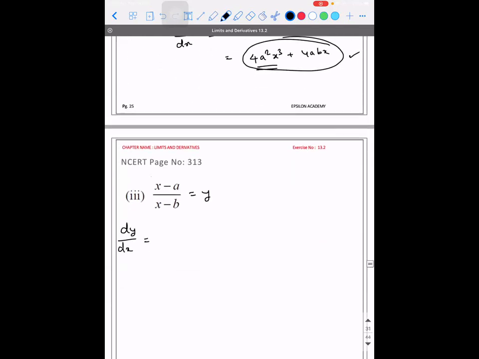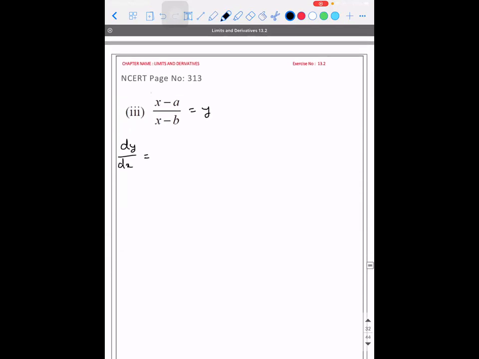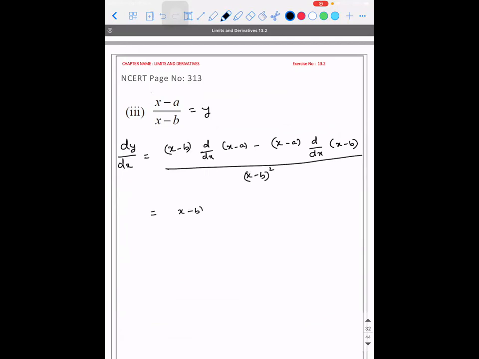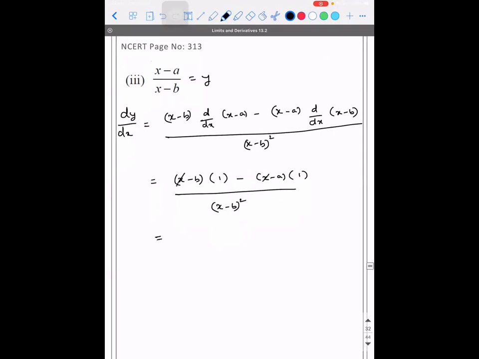Done. So dy by dx is equal to x minus b into d by dx of x minus a, minus x minus a into d by dx of x minus b, the whole divided by x minus b the whole square. So this will be x minus b into derivative of x minus a, which is 1, minus x minus a into derivative of x minus b, which is 1, the whole divided by x minus b the whole square. So x and x will get cancelled. Minus b plus a divided by x minus b the whole square, that is a minus b.